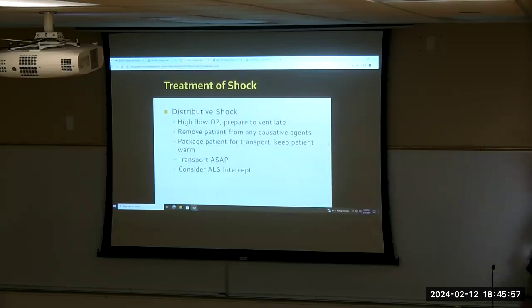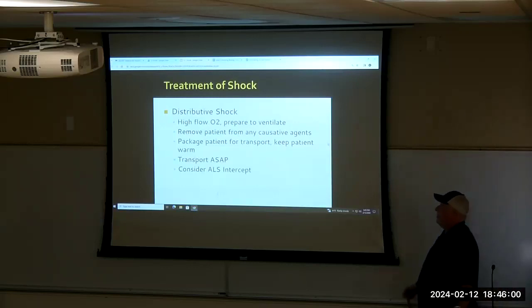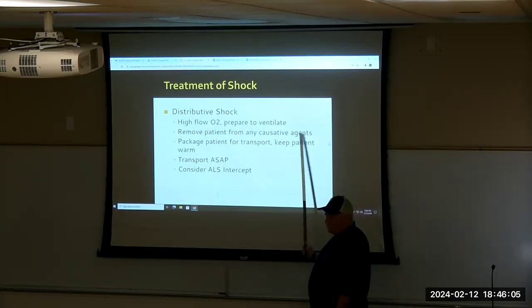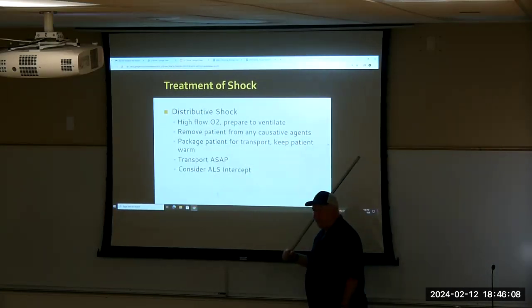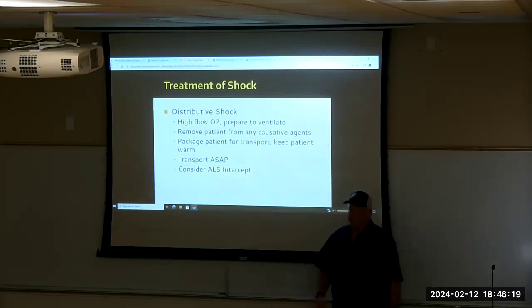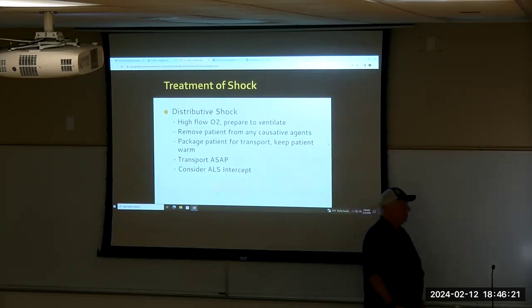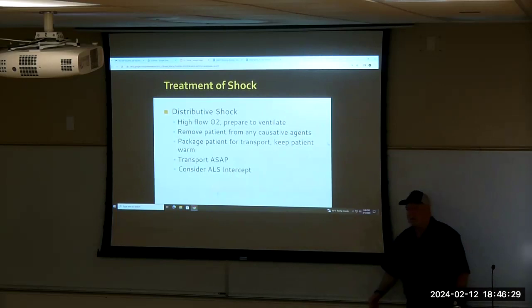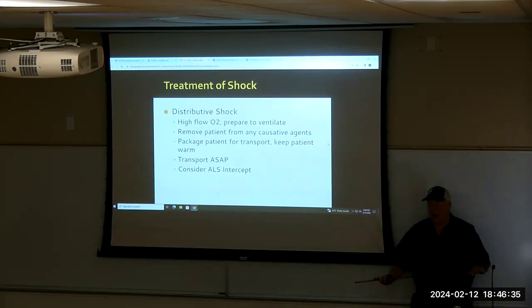All right, distributive shock. What do we do? High flow oxygen. Be prepared to ventilate. Sounds familiar. Remove them from the causative agents. So if it's an allergic reaction, get them away from whatever they're allergic to. Package the patient for transport, keep them warm. Transport, consider advanced life support intercept if you can and it's available. Any questions about distributive shock? When you say ventilate, do you mean a BVM? Yes, if they don't have a gag reflex, you should put in an airway.